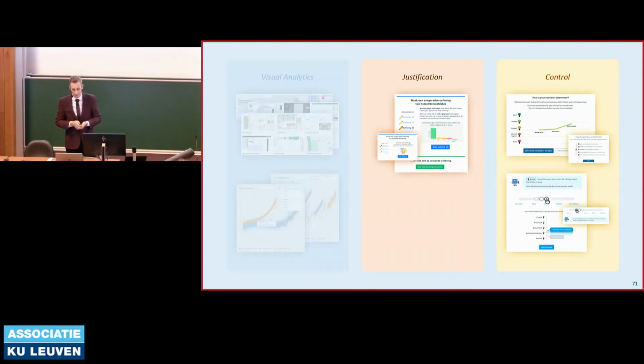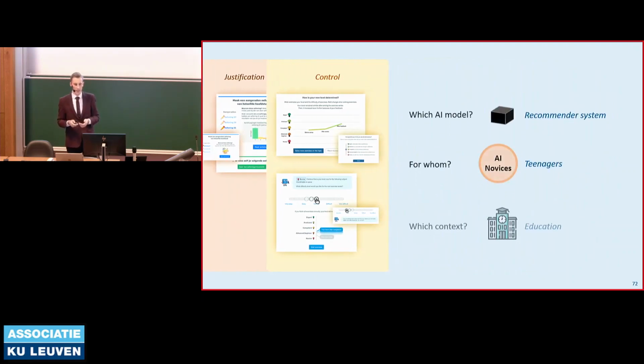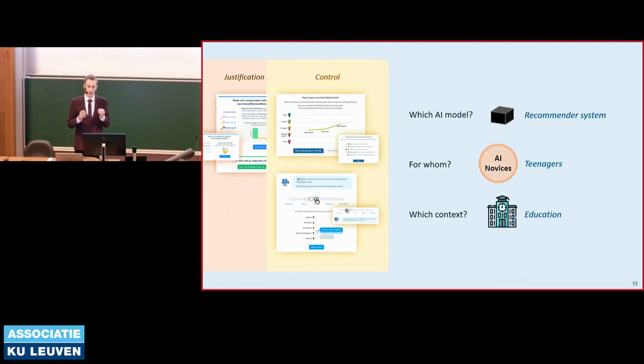But let's go on. What I want to talk about now is justification and control. And actually this whole story is a lot easier, so you already had the hard part, yay. Why? Because these three studies are very similar, so it's always a very similar setup. Specifically, I was checking how I could explain a specific recommendation model to teenagers, so AI novices. They don't have any experience with AI in the sense of the mathematics. And I was doing this in the context of education.